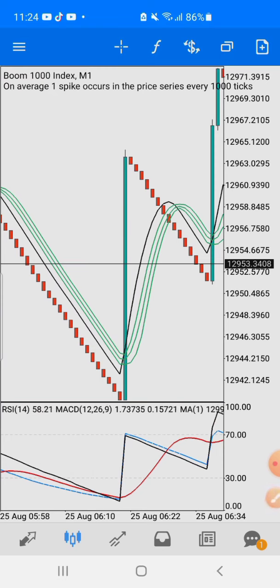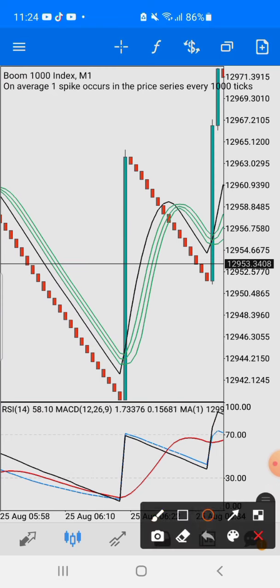Okay, you can see this crossing right here. So this is the kind of thing you should avoid when you see the crossing happening below level 70. Okay, for boom, please avoid entering that trade. You can see if you just take this trade right here, assuming you actually enter that trade right there, you might be picking about 6 or 7 candlesticks before you had that spike.